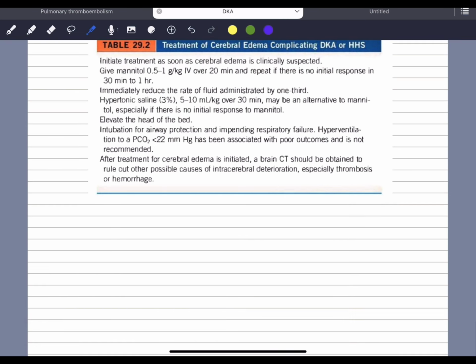If mannitol does not work, we can give hypertonic saline 3%, 5 to 10 ml per kg over 30 minutes, which may be an alternative if there is no initial response to mannitol. Elevate the head of the bed, right? Intubate for airway protection and impending respiratory failure. Hyperventilation to PCO2 less than 22 mm Hg has been associated with poor outcome, and it is not recommended.